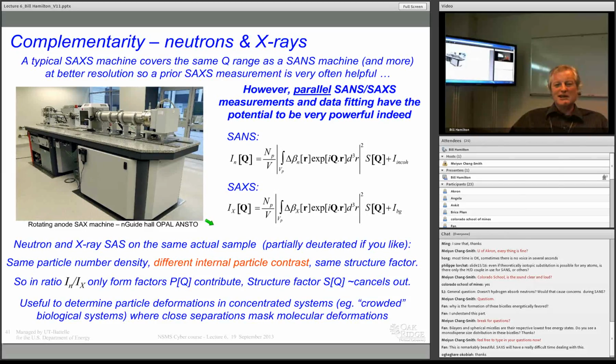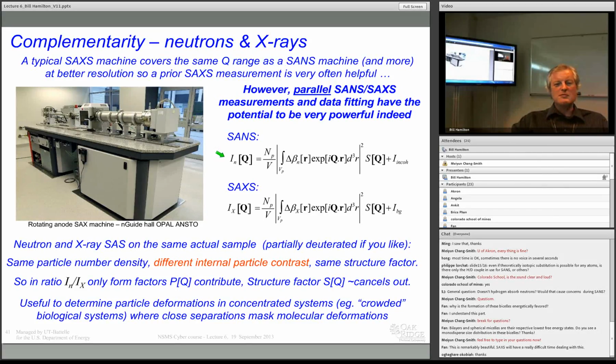But one thing I'd like to point out, and this is sort of an emerging technique, is that parallel measurements between SANS and SAXS have the potential to be incredibly powerful. And you don't need an APS for this. All you need is a SAXS machine that's a typical rotating anode. And this one happens to be in the guide hall, opposite the guide hall at ANSTO. And if this picture had been taken a little bit later out this window, you would have seen the tube of that Quokka SANS machine.